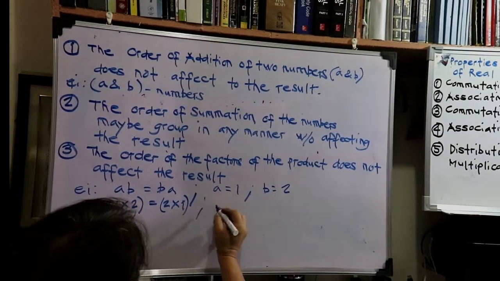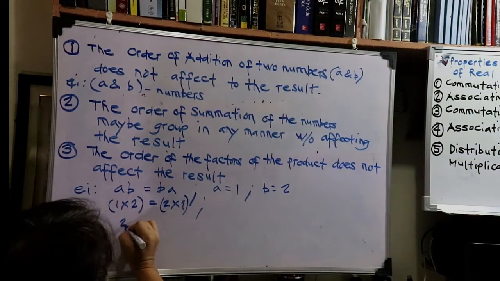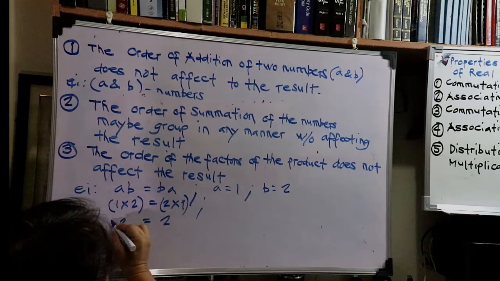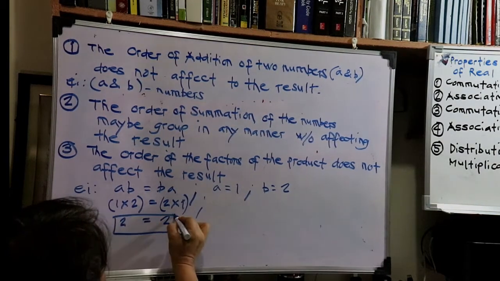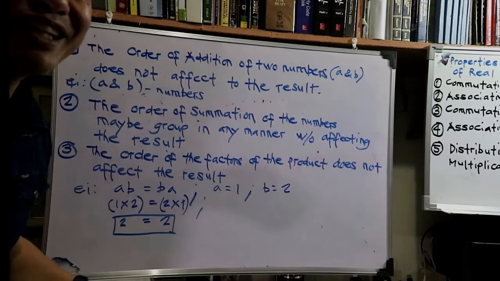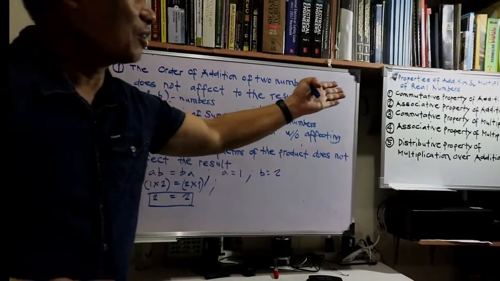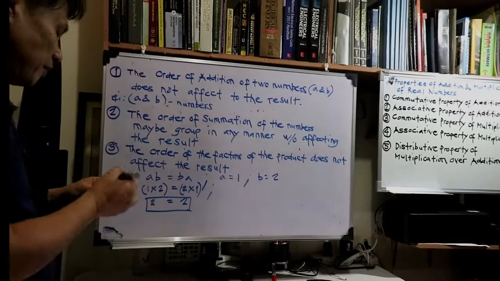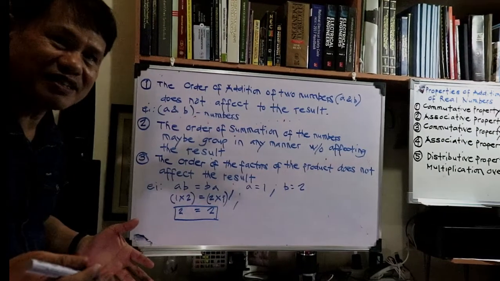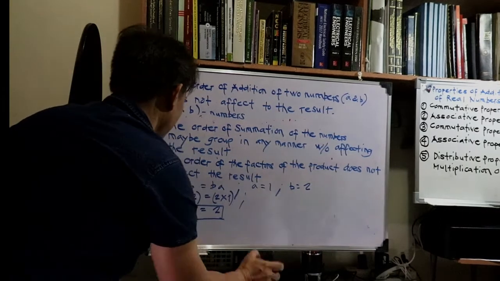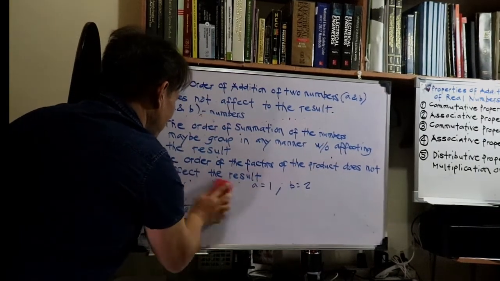So how does it end? 2, 2. Simple? You get it? So this is the commutative property of multiplication. Very easy. Okay? Now let's go to number 4.